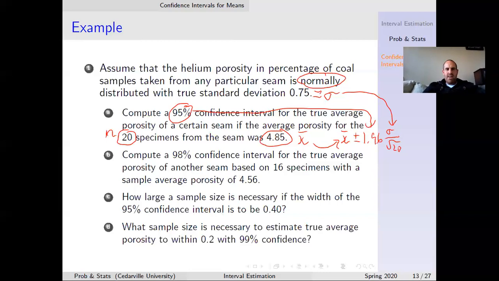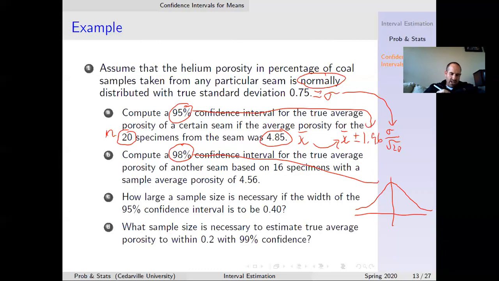What about a 98% confidence interval? Well, if it's going to be 98%, what that means is I'm basically in this situation. I want there to be 98% in here, which means in the two tails, 2% split between the two tails, this would be 0.01, and of course, this would be 0.01.